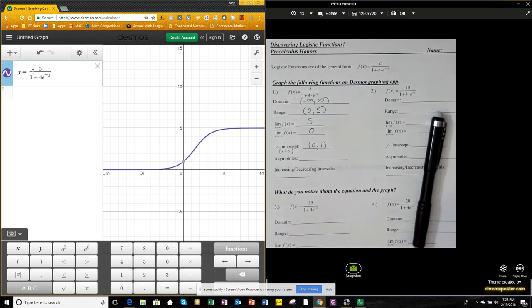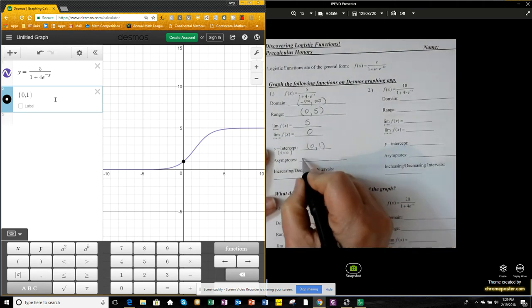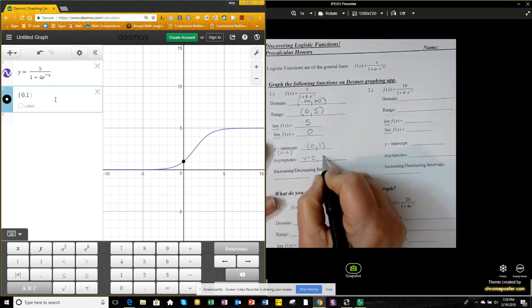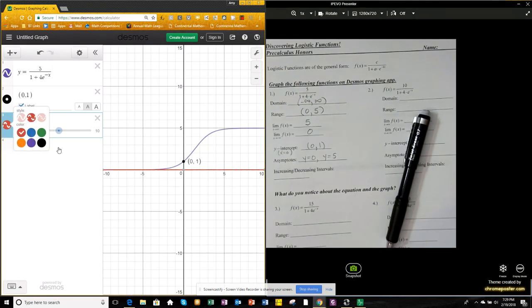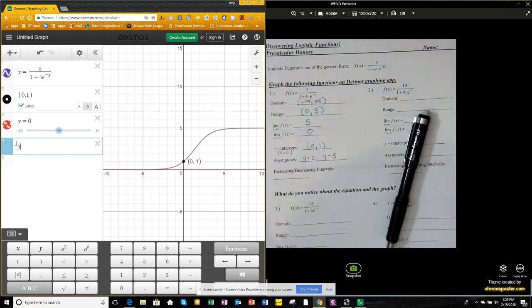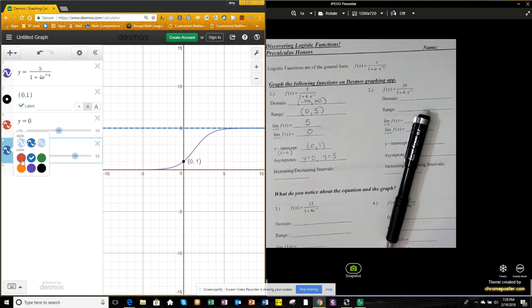And let's see if that worked on our graph. 0, 1. Yep, there it is, sure enough. And the asymptotes. Well, it looks like we have an asymptote at y equals 0 and at y equals 5. Let's see on our graph if that worked. Y equals 0. Whoops, I didn't mean to put a capital Y. Y equals 0. We'll make that dashed. And y equals 5. Make that dashed and also red. And it sure looks like those are asymptotic to 0 and at y equals 5.